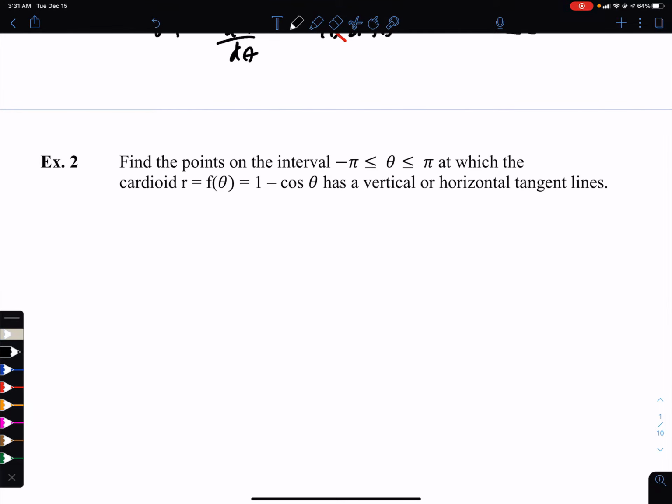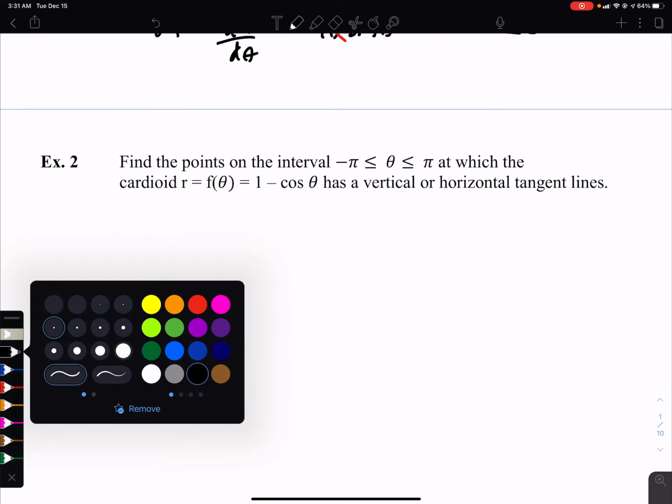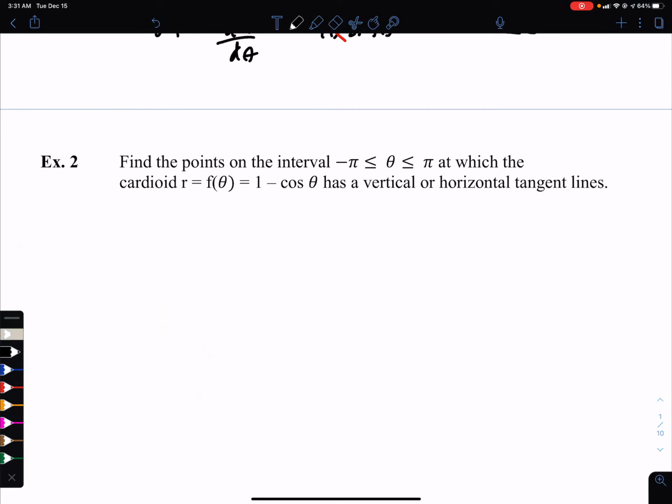All right, so to be vertical, the slope would have to be infinite. To be horizontal, the slope would have to be 0. So we're going to change this to x and y coordinates first. So x equals r cos theta. So it's going to be 1 minus cos theta times cos theta, and y is going to be r sine theta.